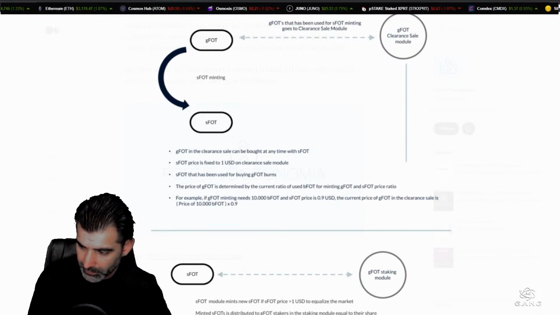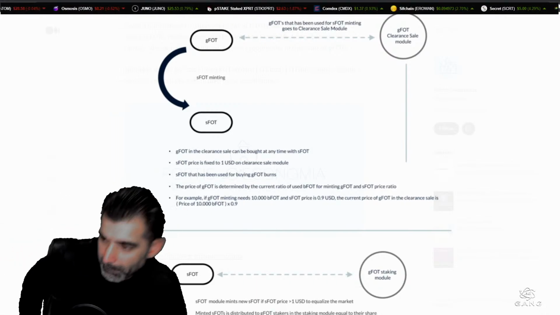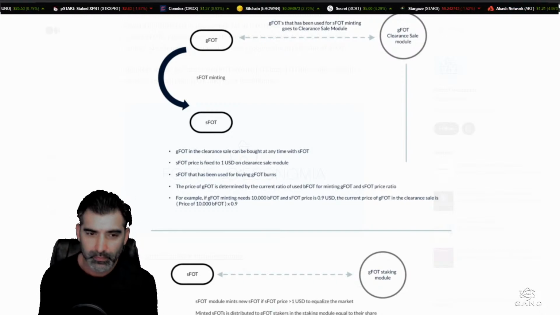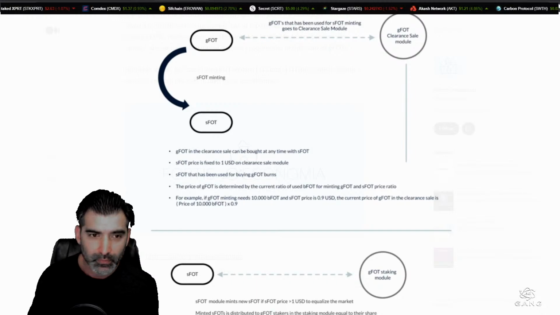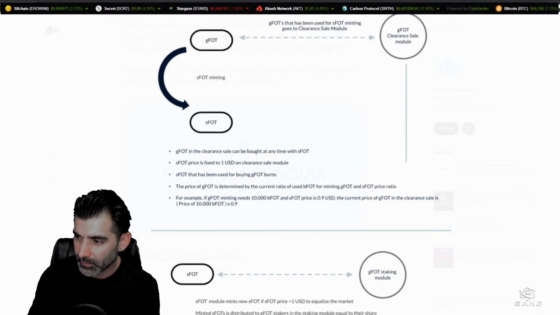The stable module and clearance sale are the algo part of this coin. In the stable module, users can mint SFOT using their GFOT. If the SFOT price goes up above $1 US dollar, this module mints more SFOT to reduce the price. Also, this extra minted SFOT goes to GFOT stakers as reward.